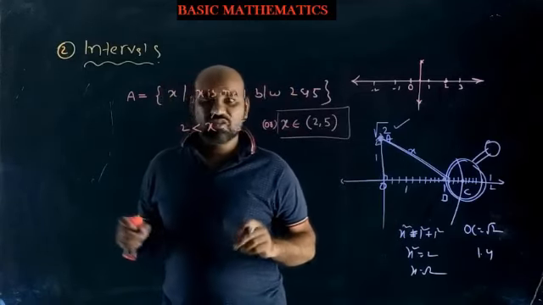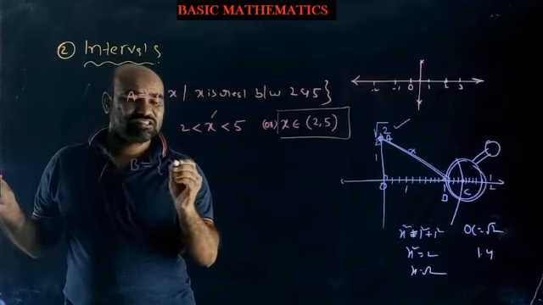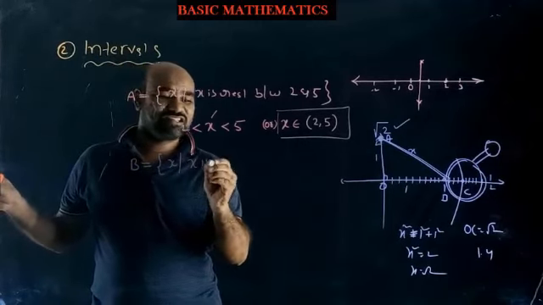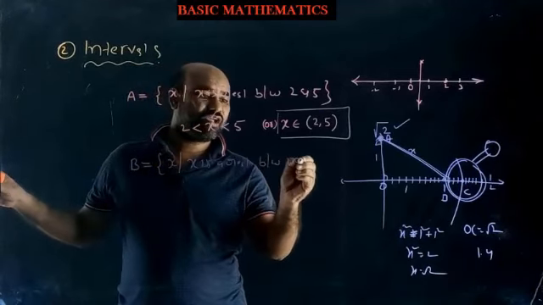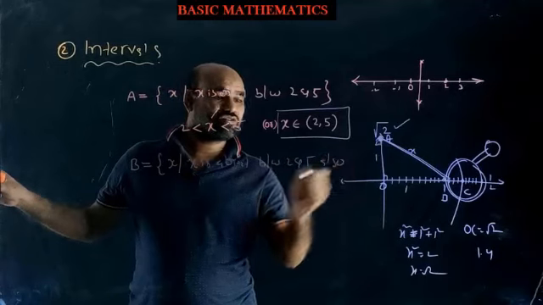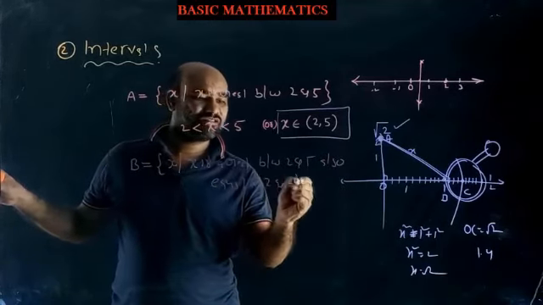For example, another set B is given as x such that x is a real number between 2 and 5, also equal to 2 and 5.